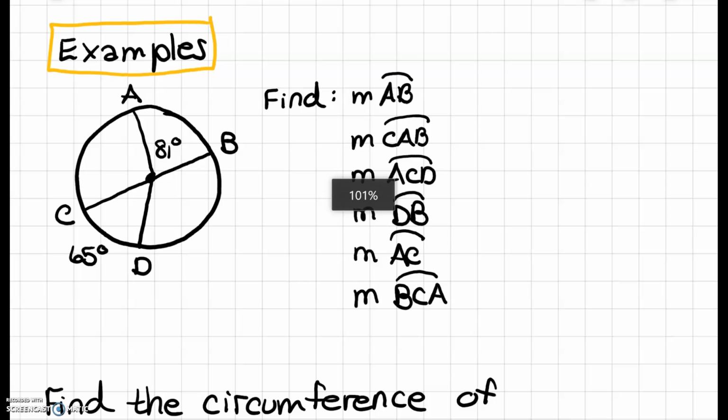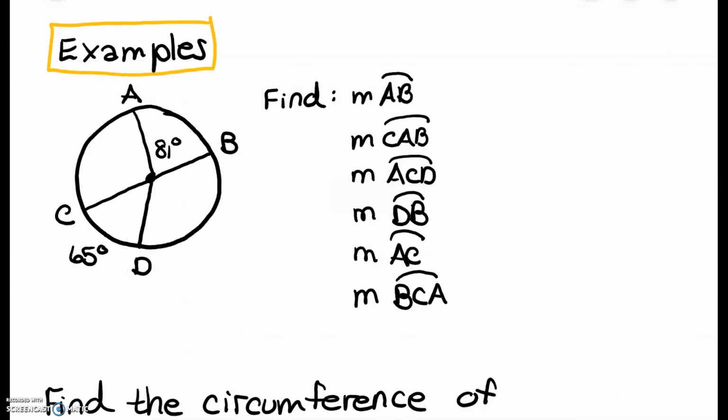So the very first problem is a circle. It has some arcs and some letters labeled on it. This line right here is your diameter. So the very first thing they're asking us to do is to find the measure of AB. Well, the measure of AB is just the measure of its central angle, and its central angle is 81 degrees. So the measure of AB is 81 degrees.